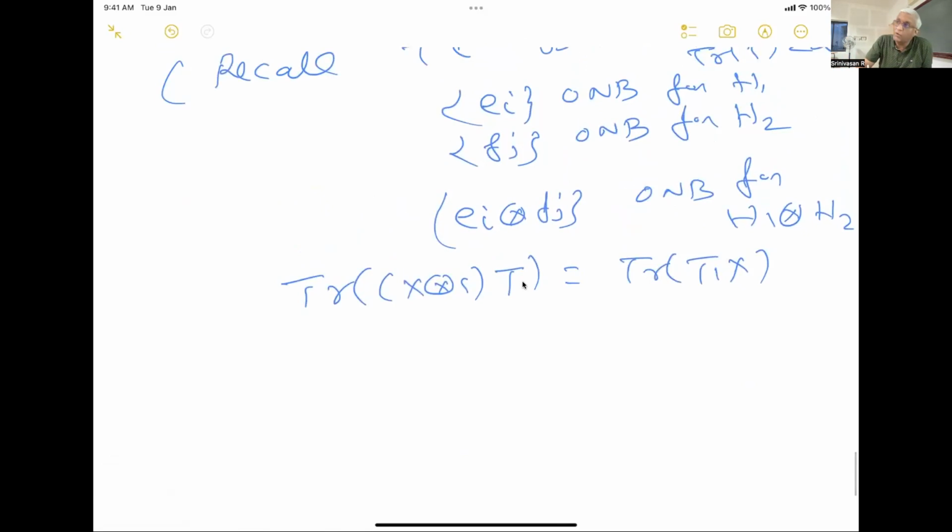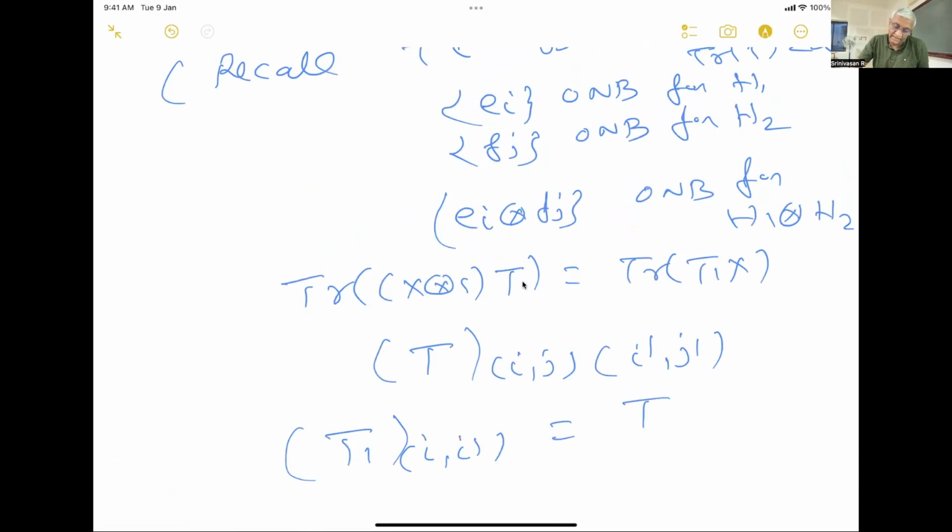How you get this operator T1: you take T, which has these indices I, J, I prime, J prime. Now you define T1 of I prime equal to the summation over J of T of Ij, comma, I prime J. You just sum it over the J. This gives an operator on that, if you specify this.